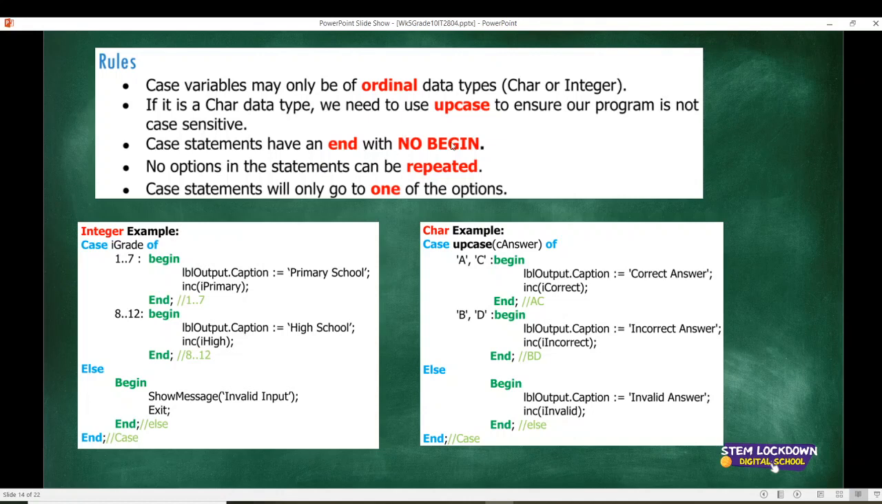If it's char, we need to use uppercase to ensure that the program is not case sensitive. So here's a char example. So here I've got case uppercase cAnswer of.